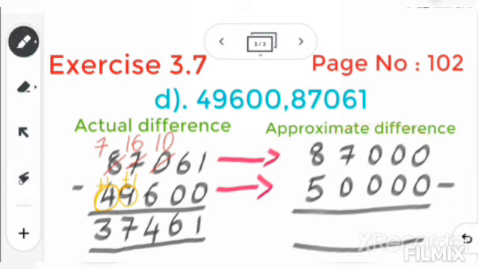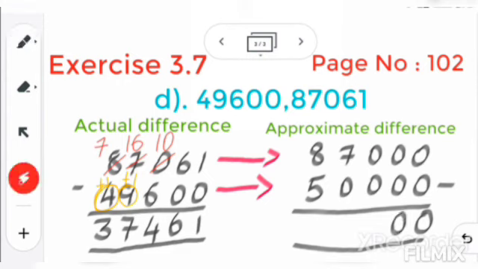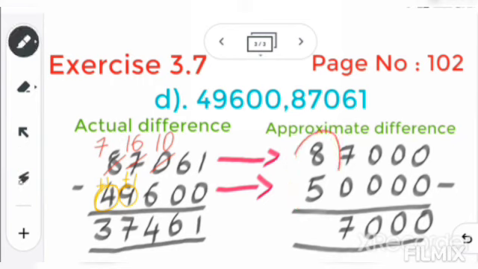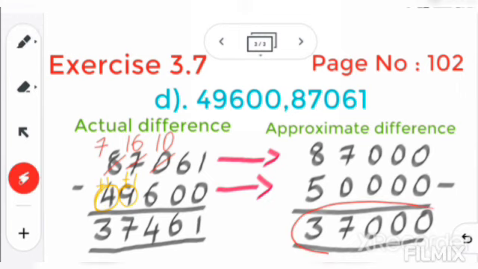You can minus. First, here 0 minus 0, it will be 0 in the ones place. Again in the tens place also we have 0, so 0 minus 0, it will be 0. Again in the hundreds place also we have 0, so 0 minus 0, it will be 0. Again in the thousands place we have 7 and 0. So 7 minus 0, it will be 7. Again in the 10,000s place we have 8 minus 5. 8 minus 5, it is 3. So the approximate difference is 37,000 and the actual difference is 37,461.